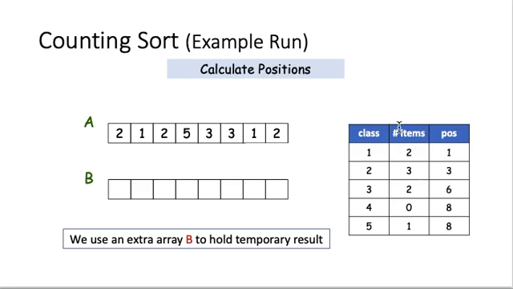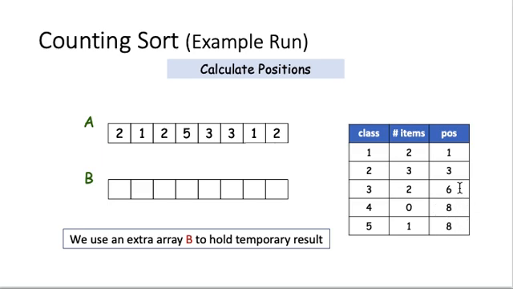And then we are going to calculate the positions. So for class 1, it starts at position 1. Now class 1 has 2 items, so this implies that class 2 will start at position 3. Now, class 2 has 3 items, so this implies class 3 will start at position 6. Class 3 has 2 items, so this implies that class 4 will start at position 8. Now, class 4 doesn't have any item, so in that case, class 5 will also start at position 8. We don't actually need to care about class 4 anymore because it doesn't have any item, so we will ignore it in the end.